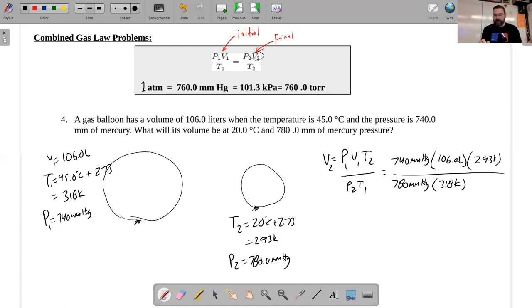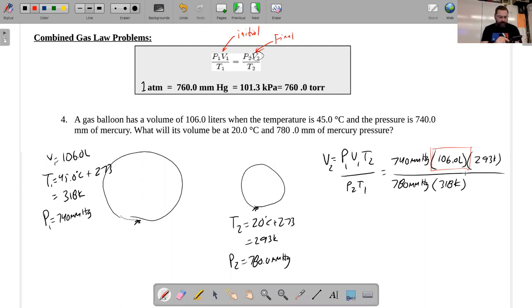So arithmetically, this volume, 106 liters, is some starting volume, and it will reduce by some amount that's equal to the ratio of the pressures. 740 divided by 780 is less than 1, and it will also decrease because of the ratio in temperatures. 293 is less than 318, so the ratio of 293 to 318 is also less than 1.